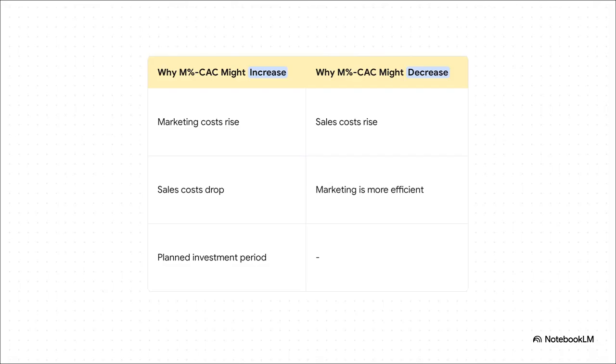You have to see it as this push and pull dynamic. Your percentage could go up because, yeah, marketing is spending more, or it could go up because your sales team got more efficient and their costs went down. On the flip side, a decrease might mean marketing is getting really lean and efficient, but it could also be a red flag that your sales costs are ballooning. It's all about that balance.